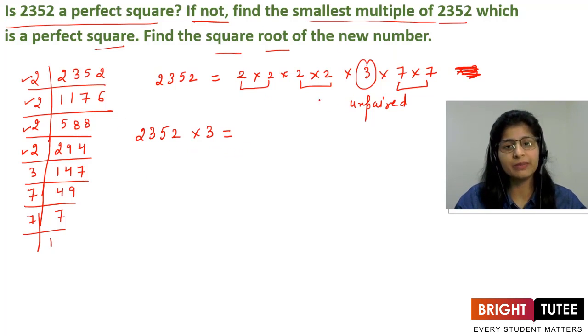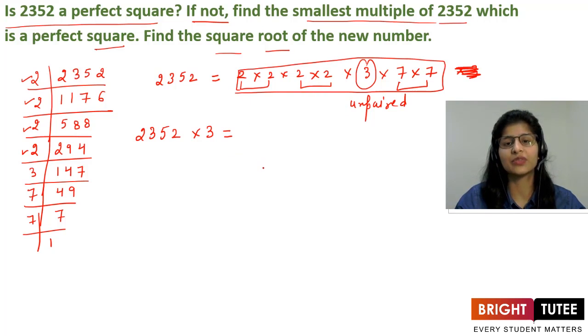Because when we multiply this number with 3, then all the numbers will be paired, right? Only 3 is unpaired, so we need one more 3 to make all the numbers as pairs. So let us multiply it.